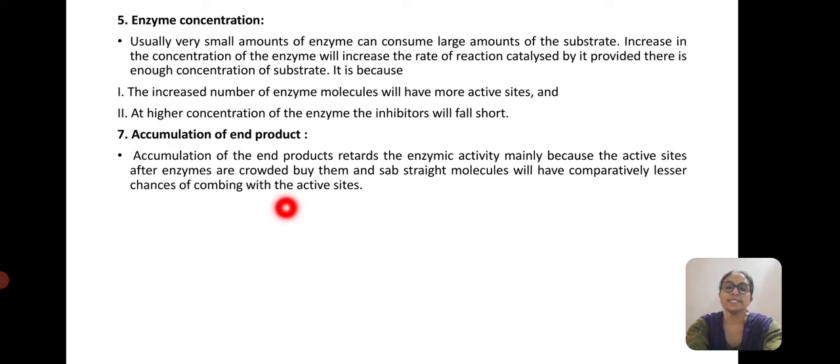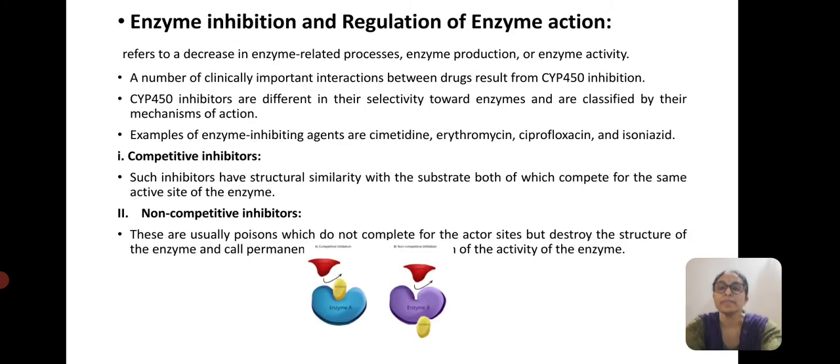As soon as it is completely exhausted, then there is no product to shut the first enzyme, and thus the first enzyme again becomes active and the sequence once again continues. That is the accumulation of the end product, how it is going to regulate the enzyme action. And also in the next session we discussed the inhibition and also regulation of the enzyme action.